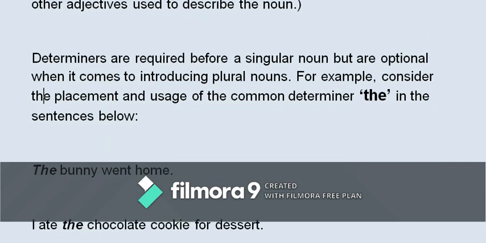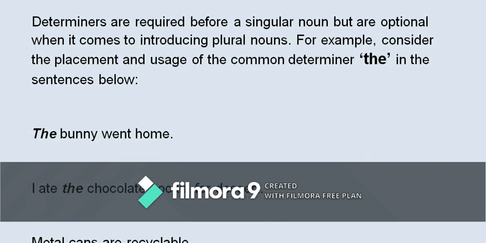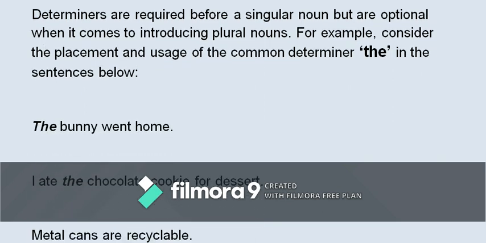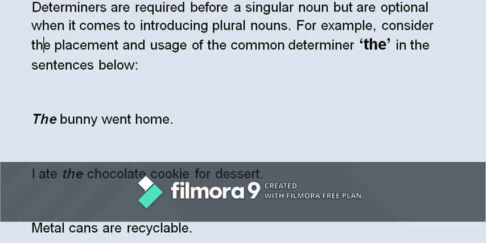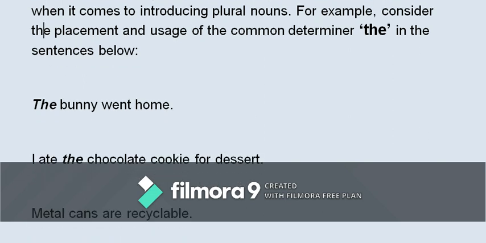The bunny went home. Over here the word the is placed before the word bunny. Bunny is the noun and the is the determiner. I ate the chocolate cookie for dessert. The chocolate cookie, please consider that cookie over here is the noun, chocolate is the adjective, and the is the determiner.